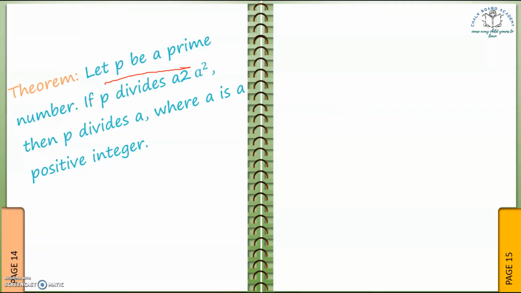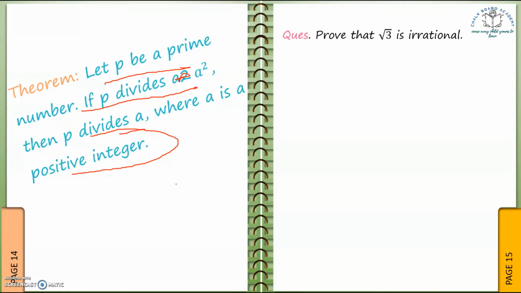Let p be a prime number. If p divides a square, then p divides a, where a is a positive integer. For example, if 2 divides 4, then 2 divides 2. We are going to use this to prove certain numbers irrational.